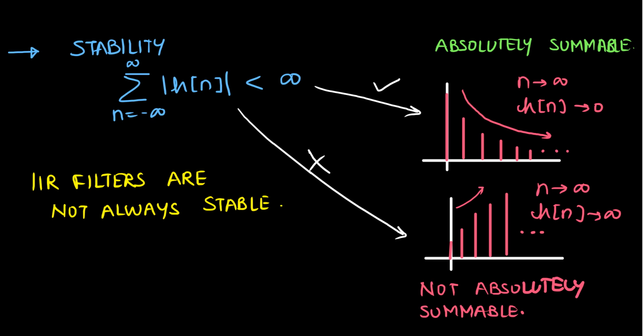Moreover, the linear phase condition for the IIR filters is also not guaranteed. So basically, the IIR filters are not linear phase.